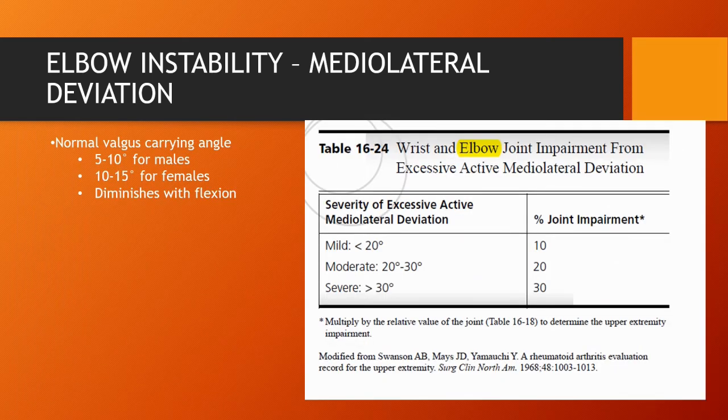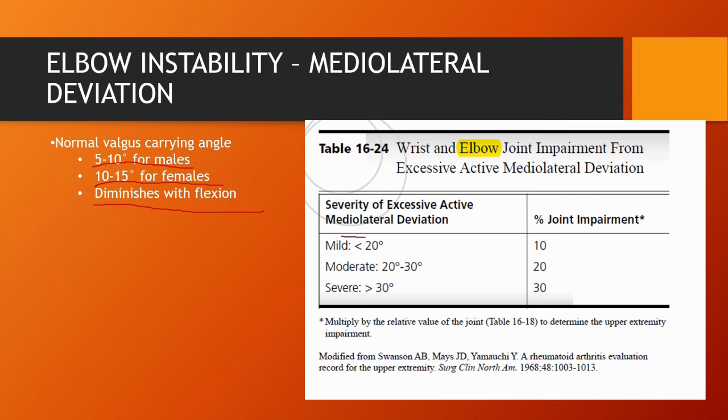Okay, so normal valgus carrying angle for males is approximately 5 to 10 degrees, 10 to 15 degrees for females, and in both, because of the shape of the trochlea and the trochlear groove, this diminishes with elbow flexion such that the carrying angle can actually disappear down to 0.